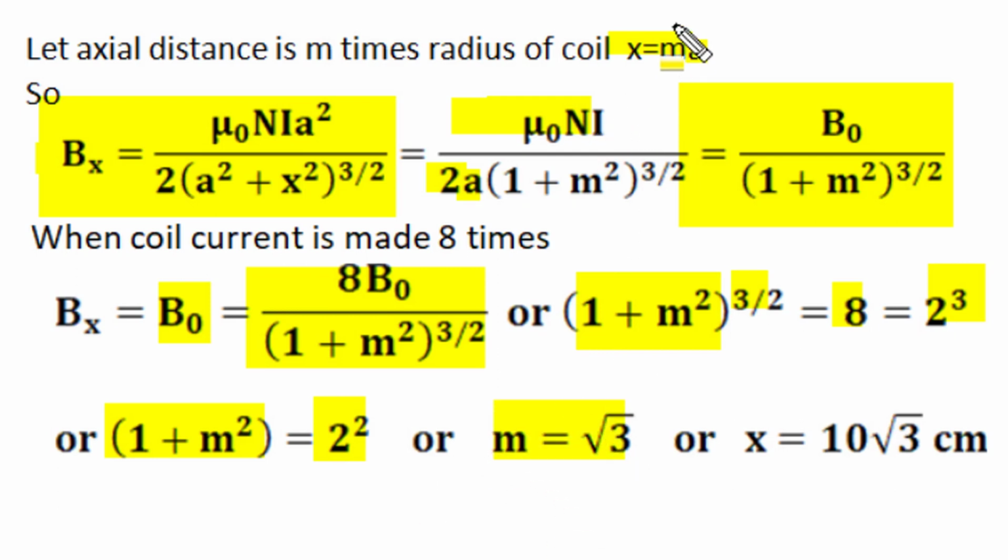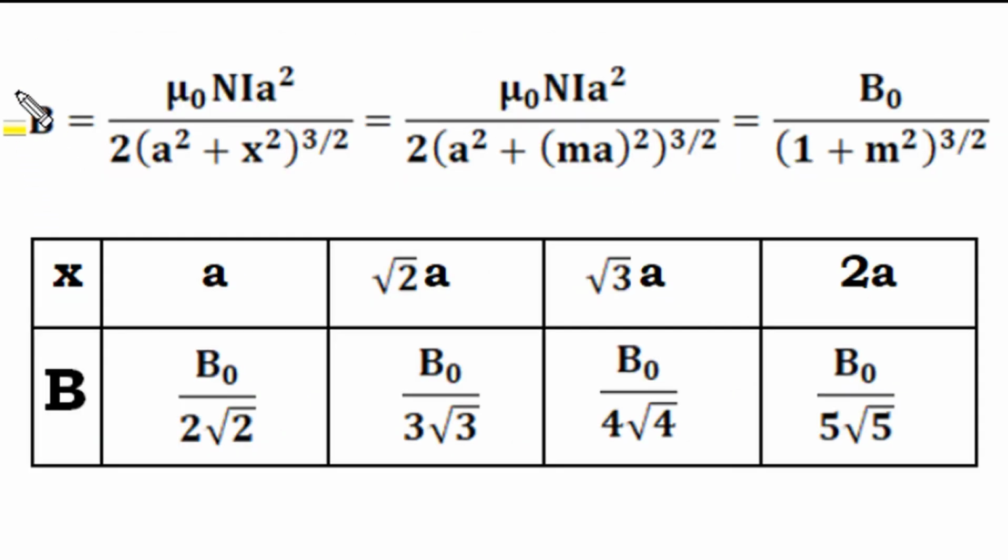So our axial distance, when the coil radius is 10 centimeter, is 10 root 3 centimeter, and at this distance, with 8 times current, the magnetic field on the axis becomes equal to the horizontal component of the earth's magnetic field, and we get the neutral position. In our examination, the axial magnetic field of a current carrying coil and its center value of magnetic field have some typical examination patterns, and we can practice all those possible patterns by a simple exercise.